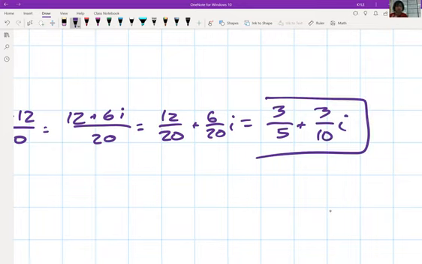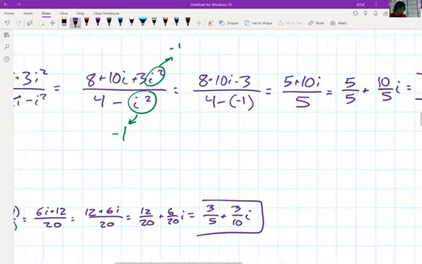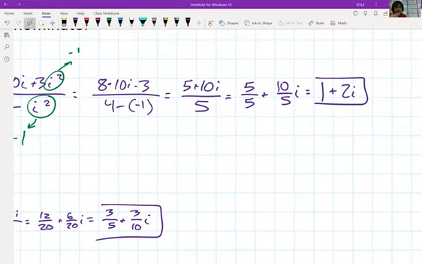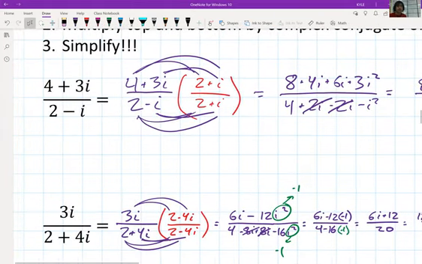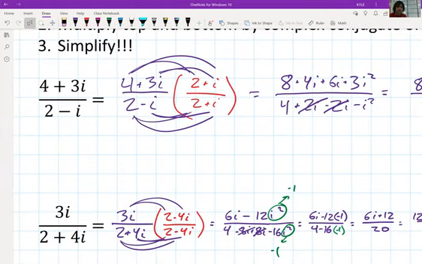So again, here's a good example where it didn't come out to be perfect, beautiful integers, but it is a complex number. It's still 3/5 plus 3/10 i. Nothing wrong with that. So I'm hoping that this process of dividing complex numbers makes sense, and you're looking at this and saying, okay, I get it. It's really just multiplying by the conjugate and simplifying.